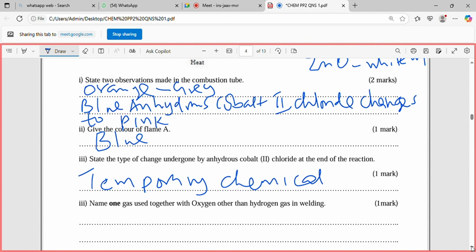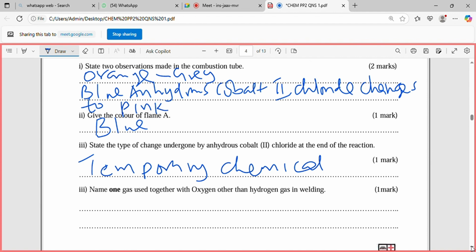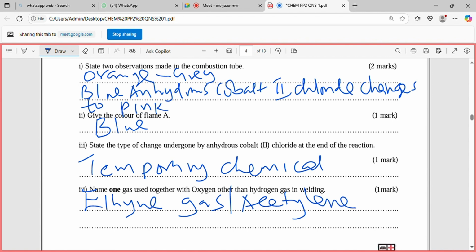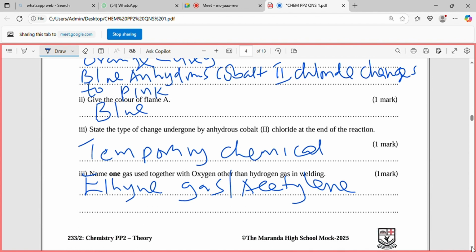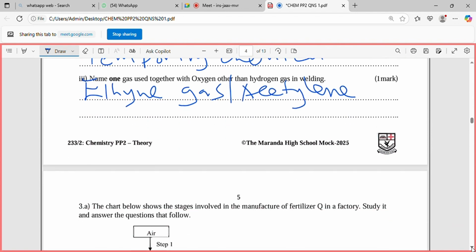Then name one gas that is used together with oxygen other than hydrogen. The gas is ethyne, also called acetylene. This gas is used with oxygen in welding. So acetylene is used in welding, and this gas can be used with oxygen or hydrogen.